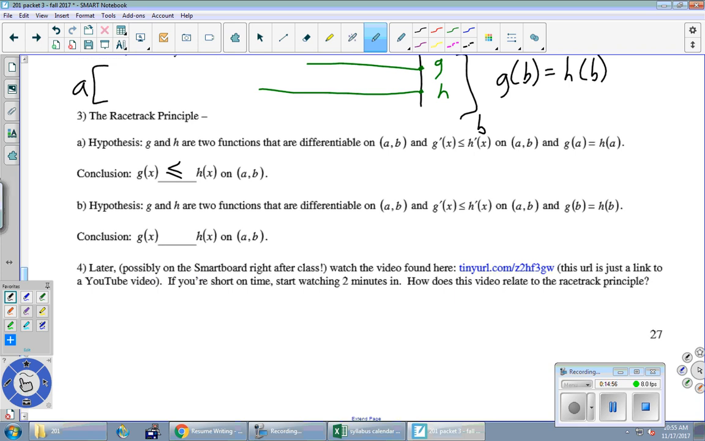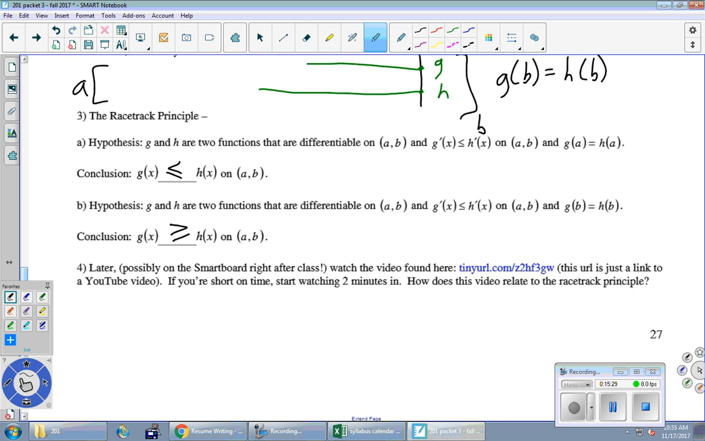Other part of this same theorem called the racetrack principle. G and H are two functions differentiable. Goethe is slower than Hertz, that's what that says, same as before. But now they don't start at the same spot, they end at the same moment. Then who was winning the whole time? Up here, if they end up tied and Goethe is slower, Goethe had to be ahead the entire time. Goethe was bigger than Hertz, farther ahead than Hertz at every single moment.